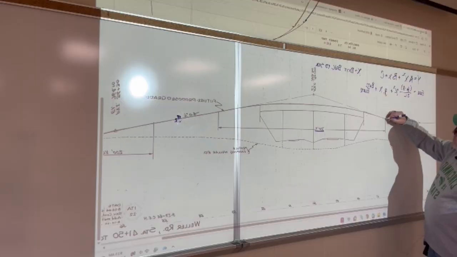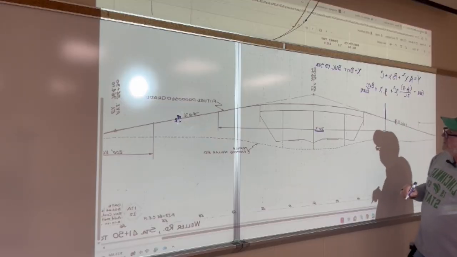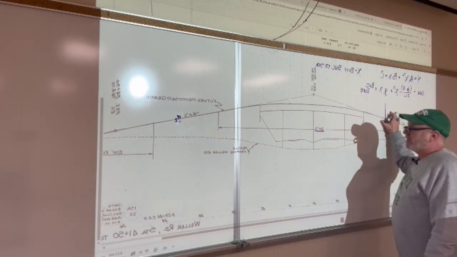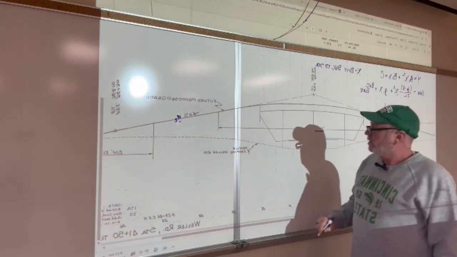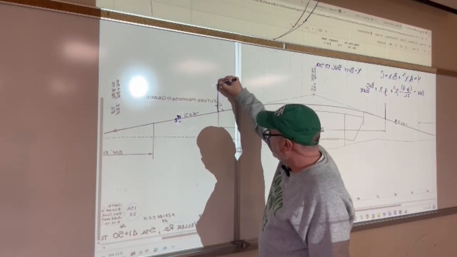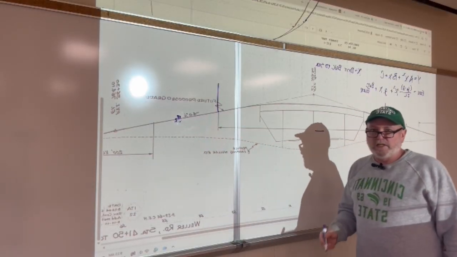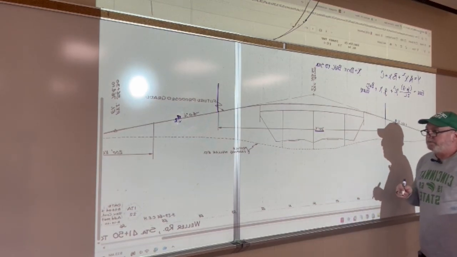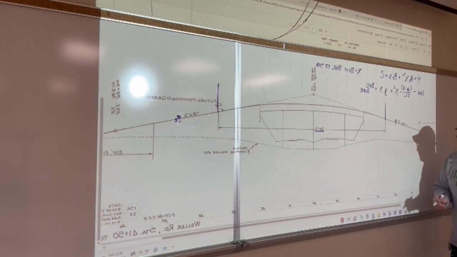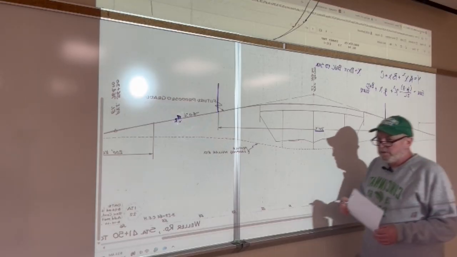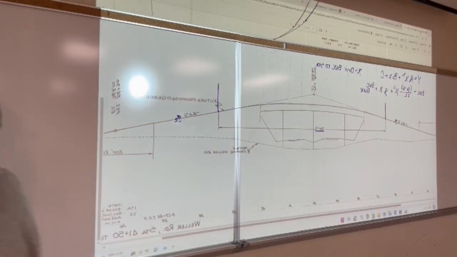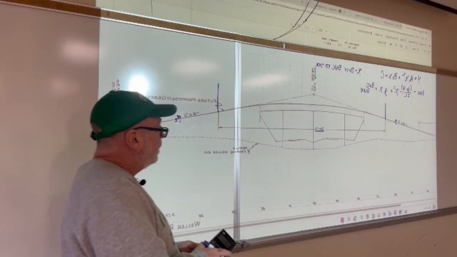So the first things we're going to need to calculate: what is the BVC, the beginning of vertical curve, and the EVC, the end of vertical curve, the station and the elevation. So I need to get my handy dandy calculator here. I'm going to calc through this with everybody and let's see how we do.